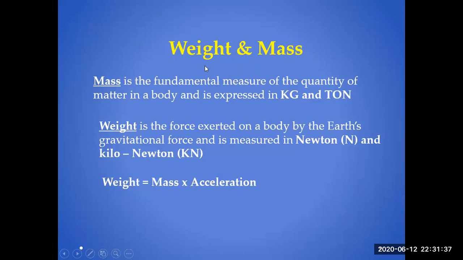The unit of weight is Newton, the unit of mass is kgs. The formula to calculate weight is this one, and the formula to calculate mass is this one. Mass here, acceleration here; you're multiplying with the acceleration, you bring it to the other side, it will be divided. So by using this formula, you can calculate mass. So this is the main difference between mass and weight.